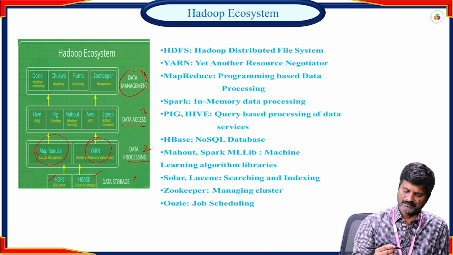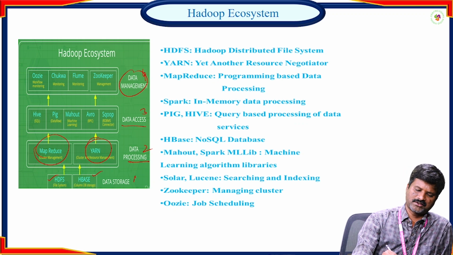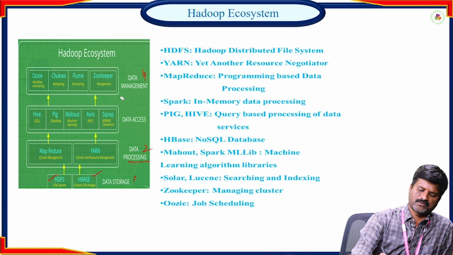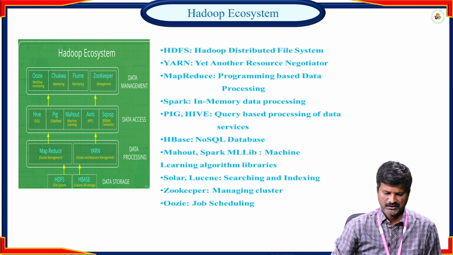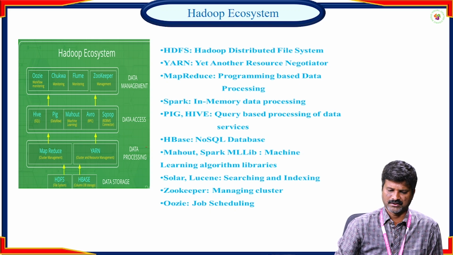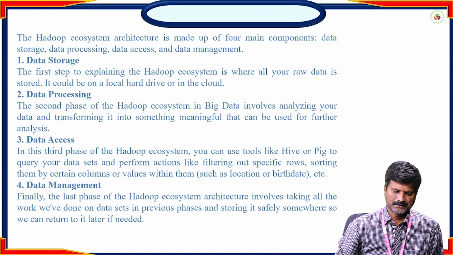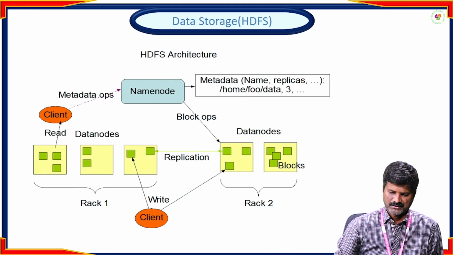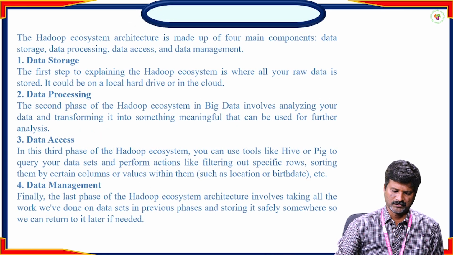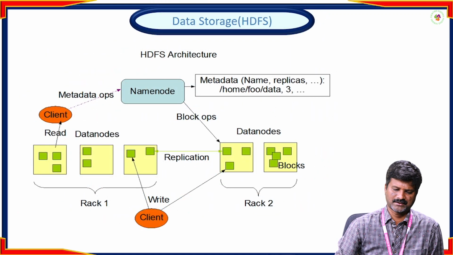So these are some of the tools which you use in your Hadoop ecosystem. According to your requirement, you use some of these tools. So data storage, data processing, data access and data management are the related phases. So that is about Hadoop. Then the next one is we need to talk about the data storage.